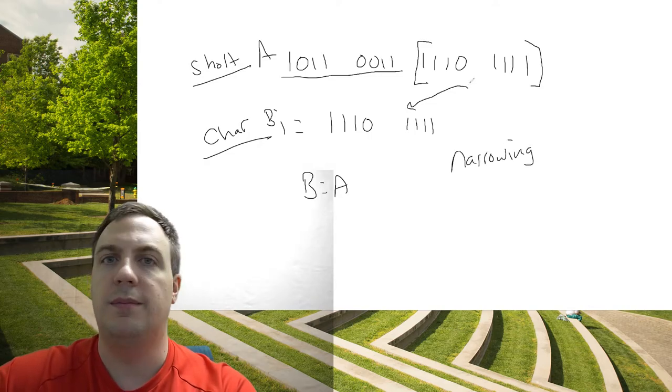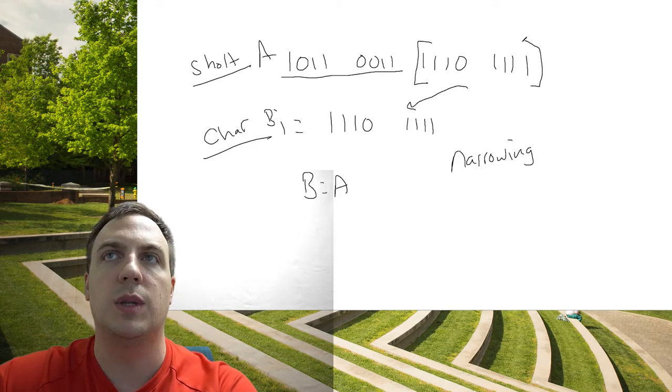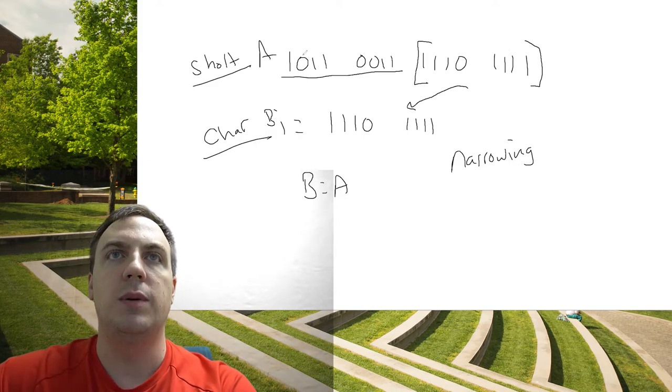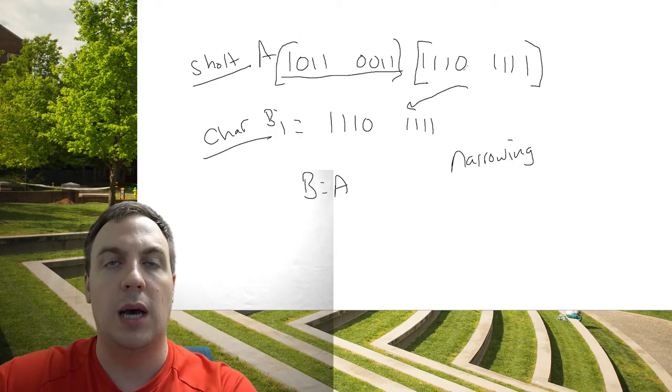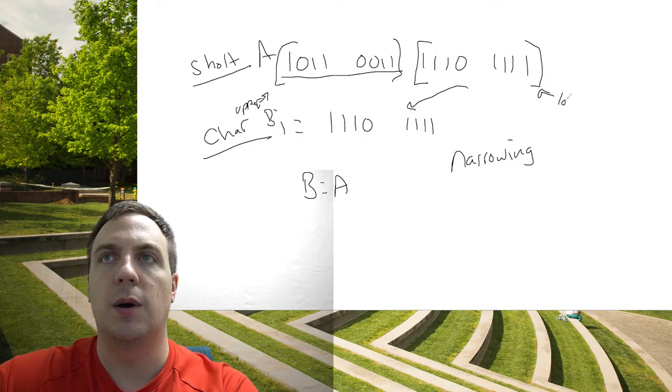Okay, and there's only one really real way to narrow. But the important thing to note is it starts with the ones place and then adds up the number of bits that you have available. So we don't take the upper bits, we actually take the lower bits. So this being upper and the ones place being the lower.